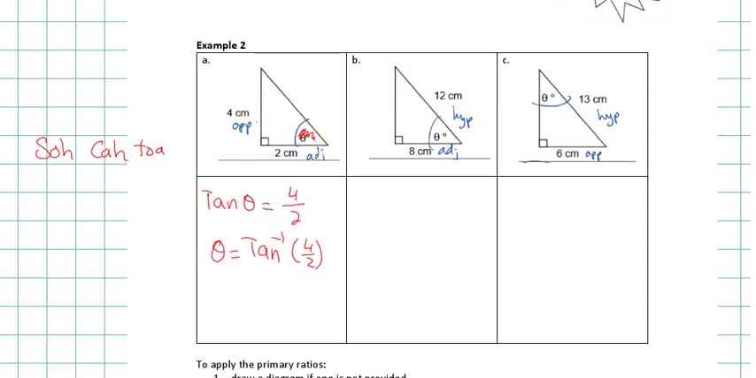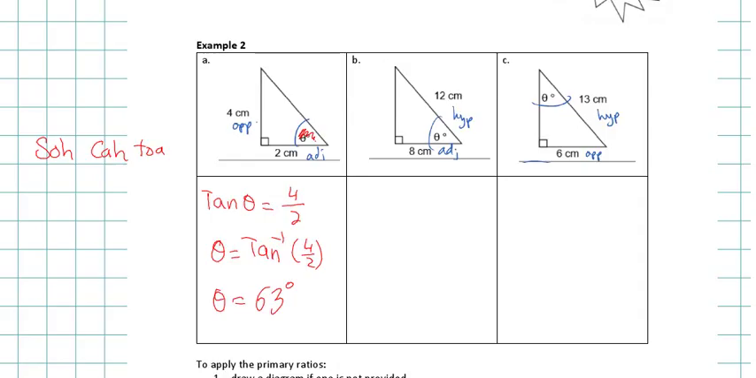63.4 degrees. We have to round it to the nearest degree. Is that what you guys got? I heard 62, okay, so it's 63 degrees. Are we okay with this?